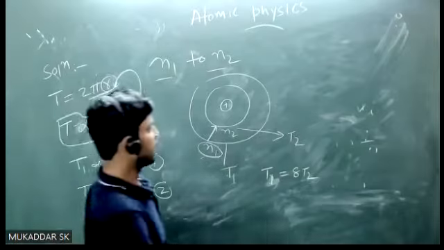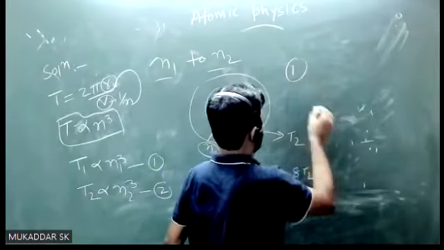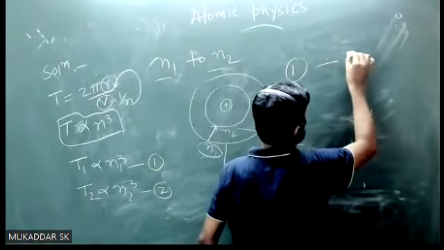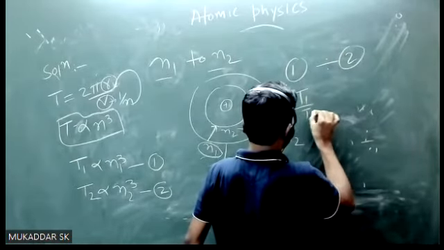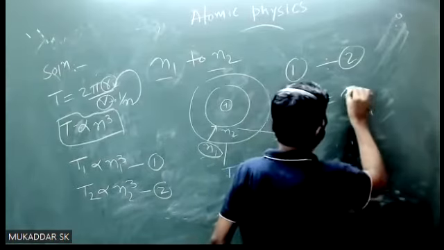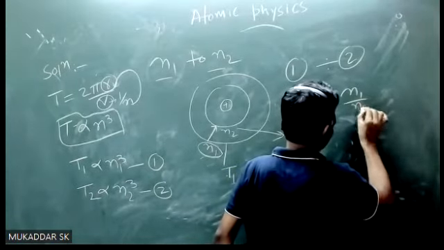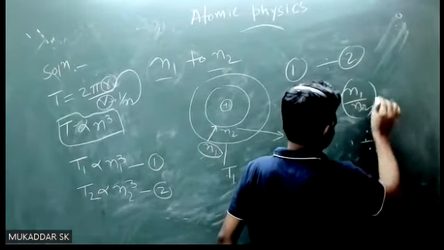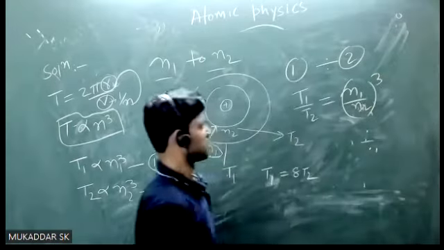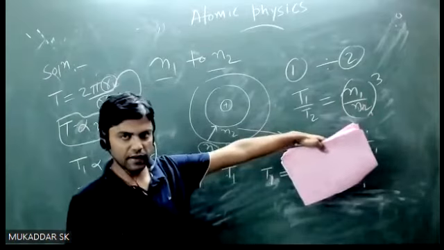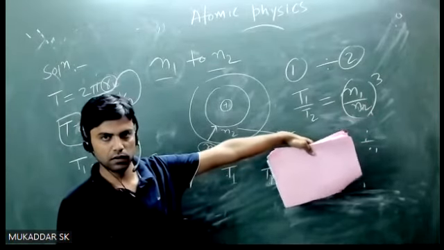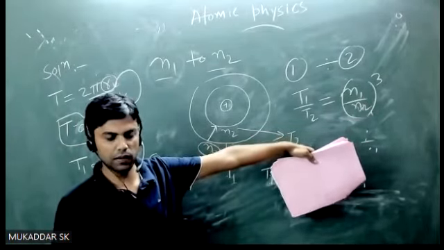So if you divide 1 by 2, you will get T1 by T2, and that is simply n1 by n2 whole cube. Is it clear? The writing is clear here, or shall I repeat? Is it clear? Please reply to me.